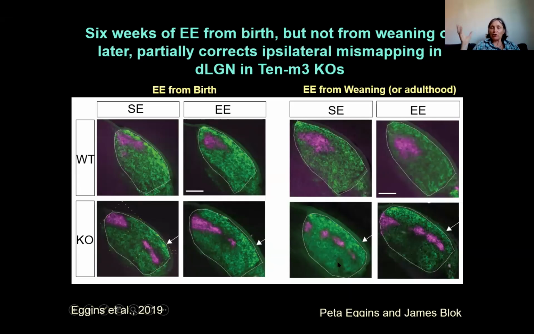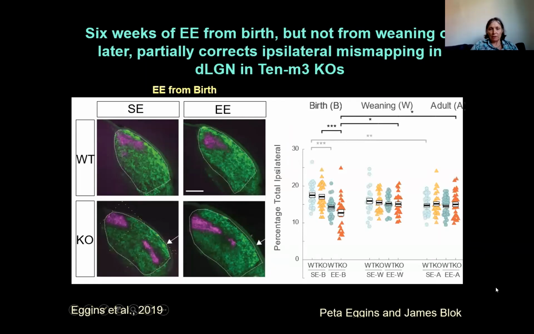Again, this anatomical repair of the circuit correlated with when the enrichment was commenced. So if we commenced enrichment just 3 weeks later at weaning, or if we commenced it in adulthood, we got the same result, where there was no repair down here, and that correlated with no restoration of the visual behavioural response to the looming stimulus. So this graph just quantifies some of that.